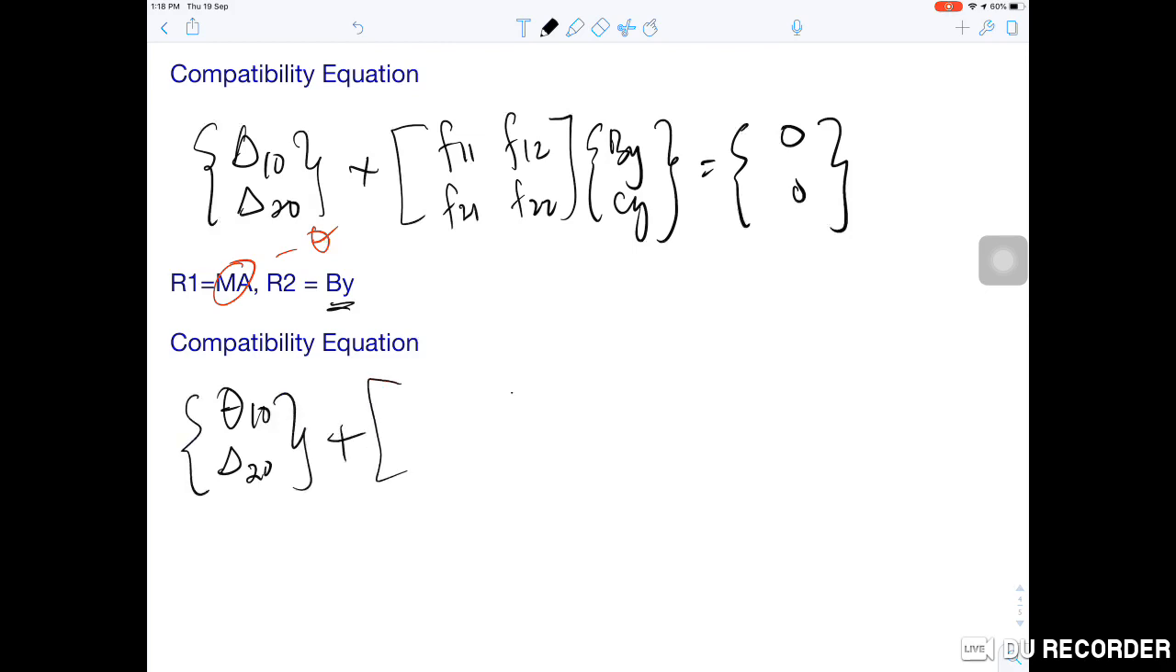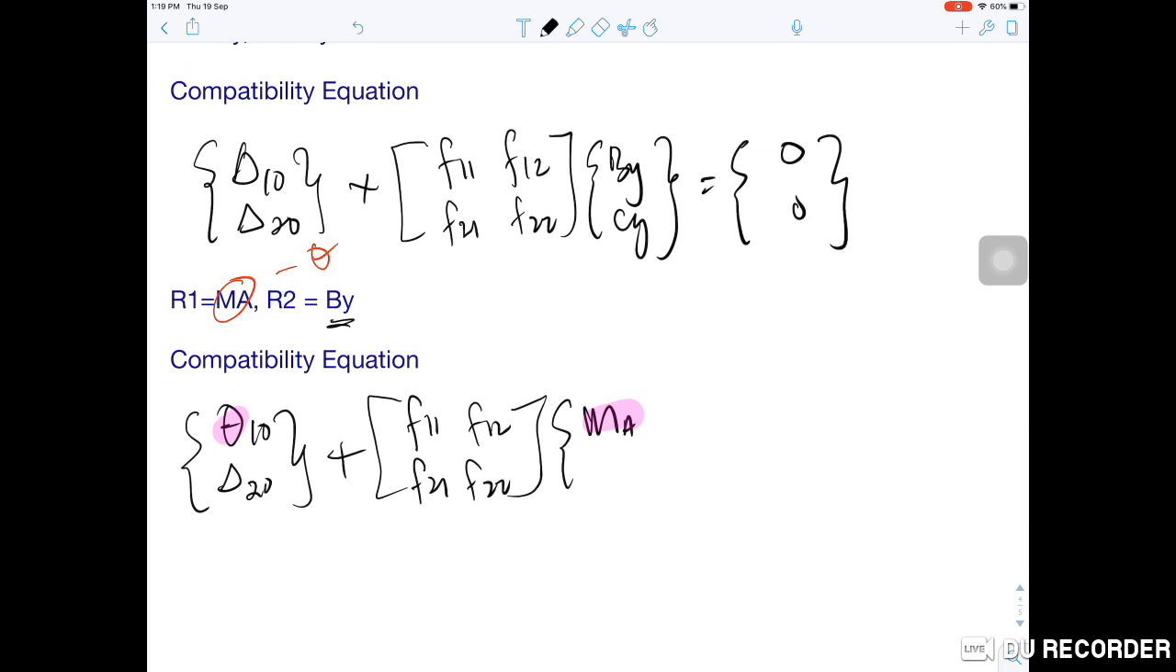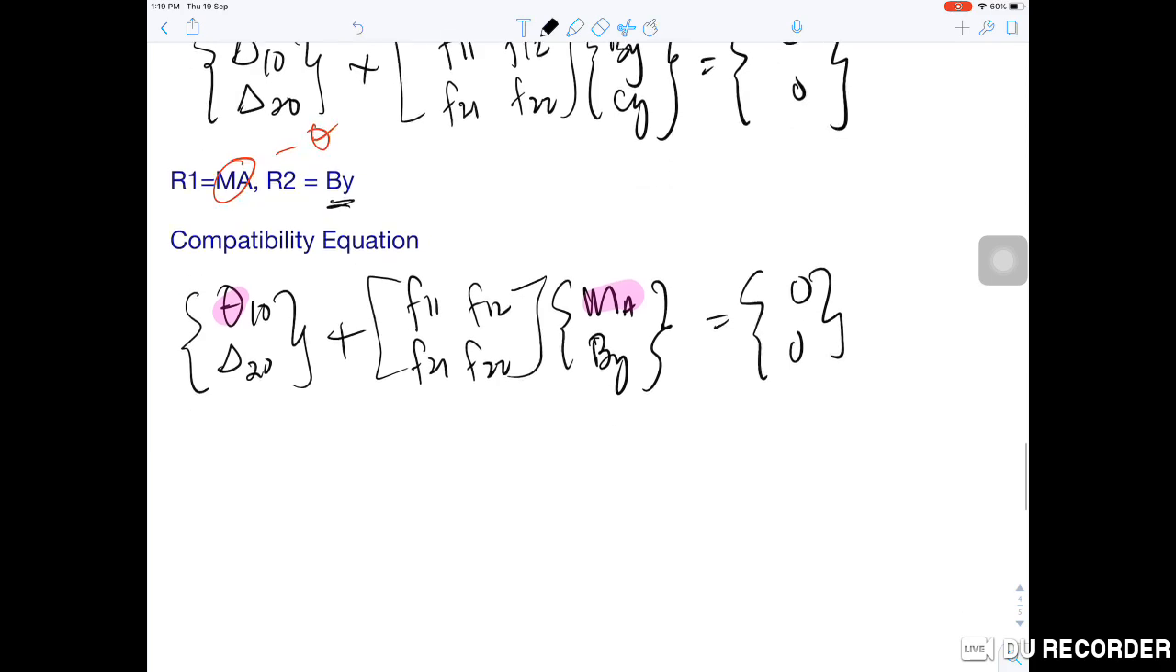Plus this one is the standard F11, F12, F21, F22 times, with the first one being MA. I put the name of the redundants here, I prefer to put them here so that we are not confused. So now, since this is a moment, this should be theta. Like that. Okay, so this one is BY, and it is equal to 0. Like this.